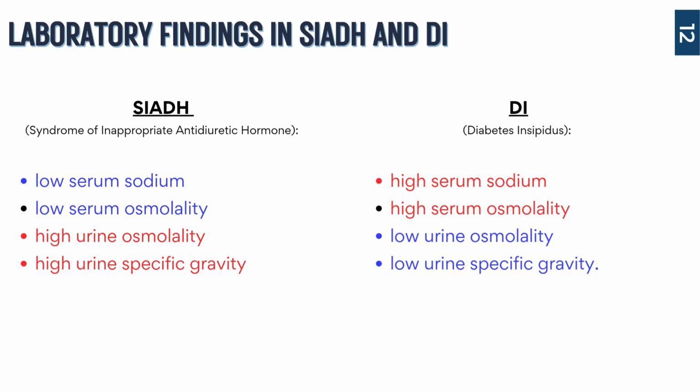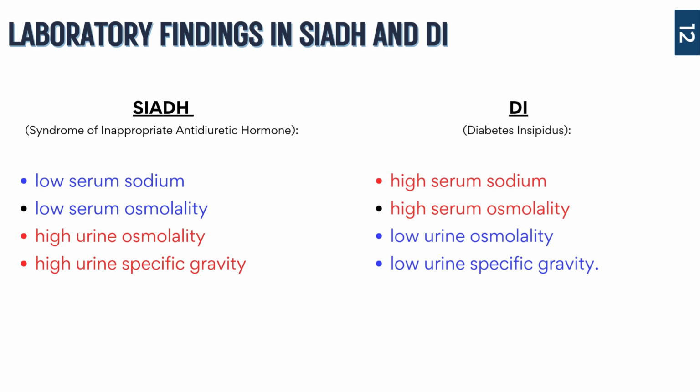SIADH: low serum sodium, low serum osmolality, because we are retaining water, so it's more dilute. We're keeping the water in, okay? So high urine osmolarity and high urine specific gravity, okay? So what urine does come out is concentrated because we're keeping it, if that makes sense. Okay, so we're keeping the fluid.